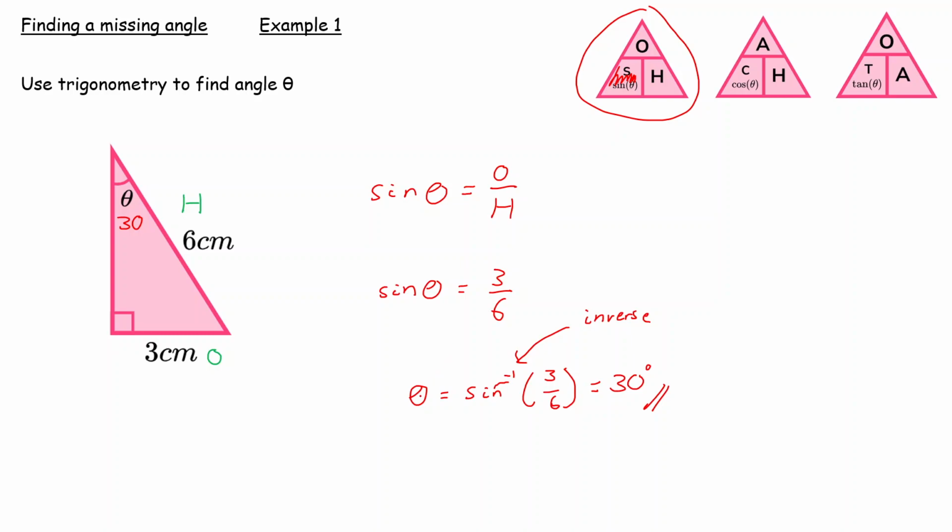But this time, to get the missing angle, you've got to do this thing called sine inversing. And it's the same with cos and tan. You do the cos inverse and the tan inverse.